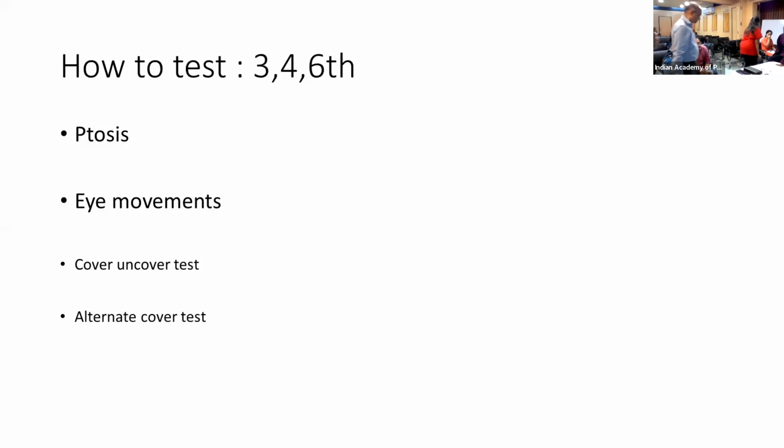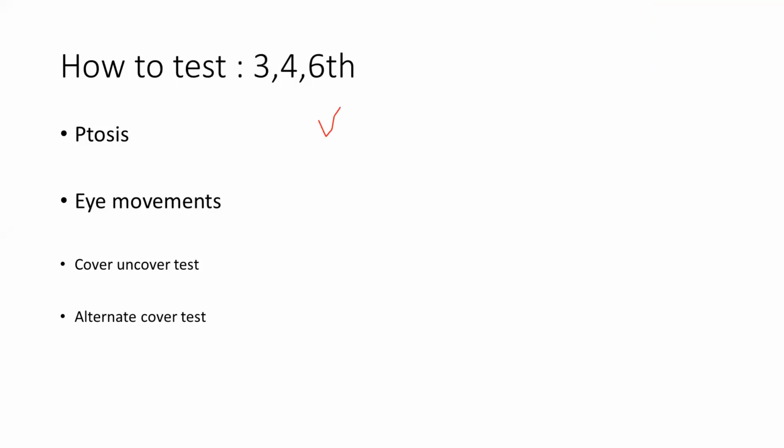Now you may be asked to do a cover uncover test and alternate cover test. Quickly, I'll just tell you, can anybody tell me what are the two types of squint? Paralytic and non-paralytic. Paralytic is obvious, you can see it. And it can be monocular or alternate. So what do you do in a cover uncover test? Okay. Someone online, what is cover uncover test?